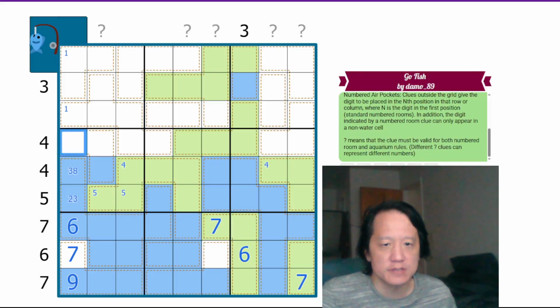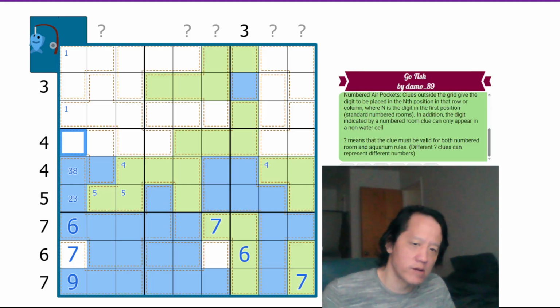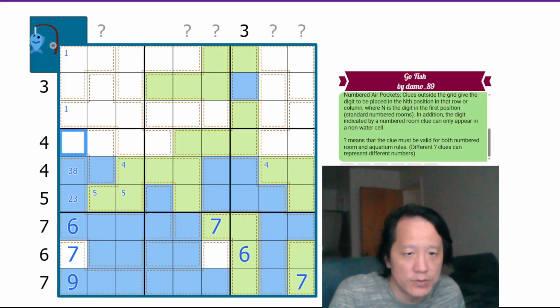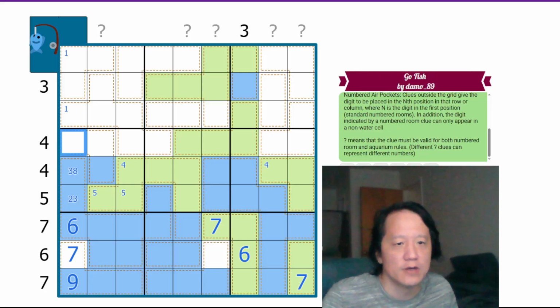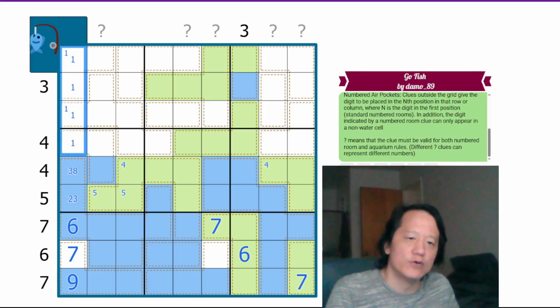This cannot be 6, 7, or 9. So, yeah, remaining digits in column 1. We have 1, 2, 3, 4, 5, and 8. Obviously, no 1 or 4 there. No 3 or 1 there.